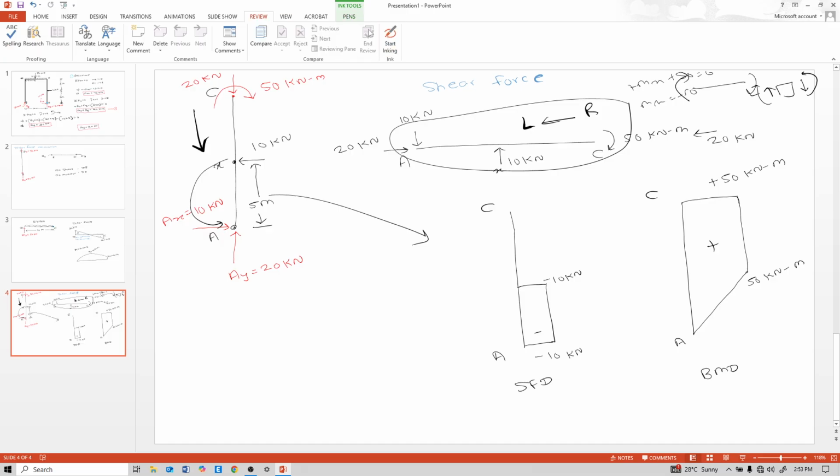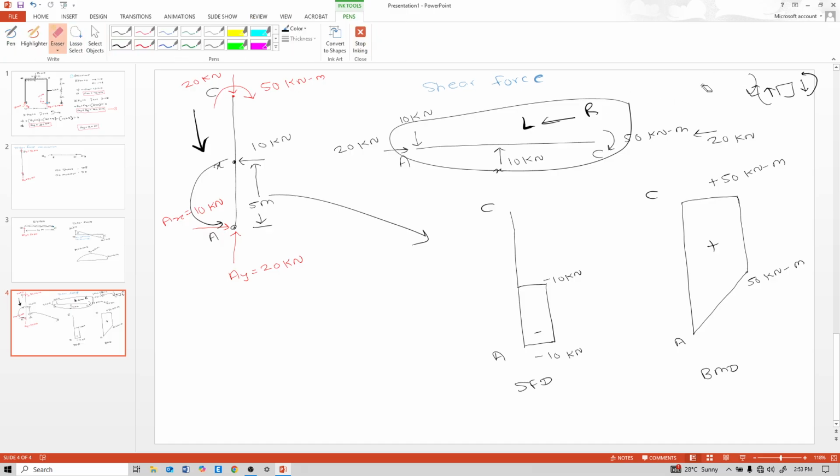So I think here we rotate this beam like this, C to A. Top side is first, C to A. At C there is 50 kilonewton meter, sorry for noise disturbance, and this 10 is downward, 10 kilonewton. This is X, this is Ay.